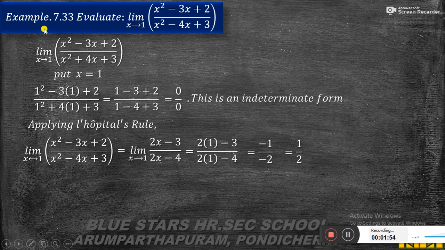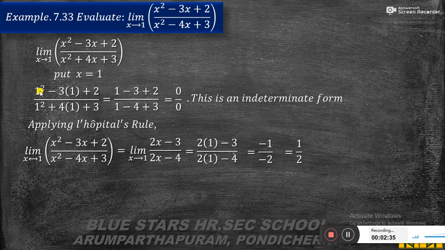So next we discuss the example 7.33. Evaluate limit x tends to 1 of x square minus 3x plus 2 by x square minus 4x plus 3. So first step, I write the given function. Limit x tends to 1 of x square minus 3x plus 2 by x square minus 4x plus 3. Next step, I substitute x equal to 1. Throughout the equation I substitute x equal to 1.